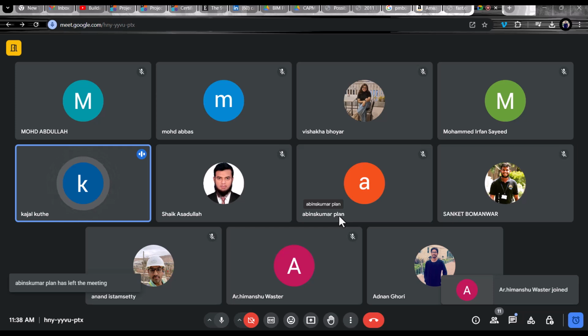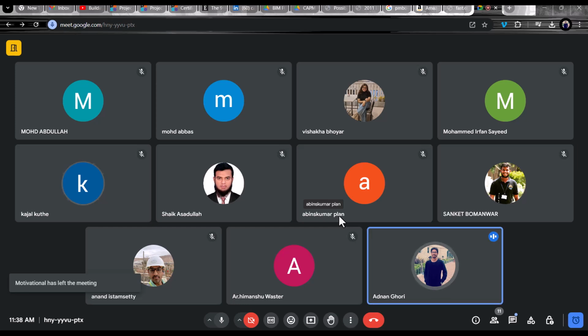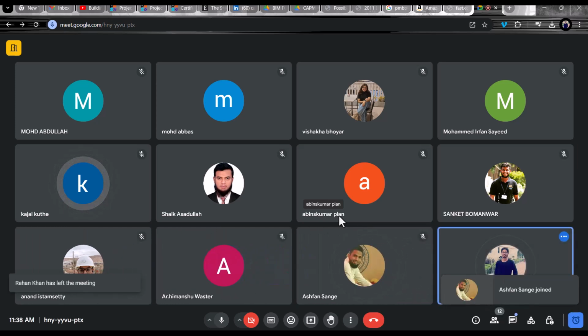How much time will it require to study all this? How many months of preparation are required for this certification? Yeah, that's a very good question, Kajal. Depending on which certification you choose, I will tell you both for CAPM and PMP. Let's say you choose the CAPM certification.